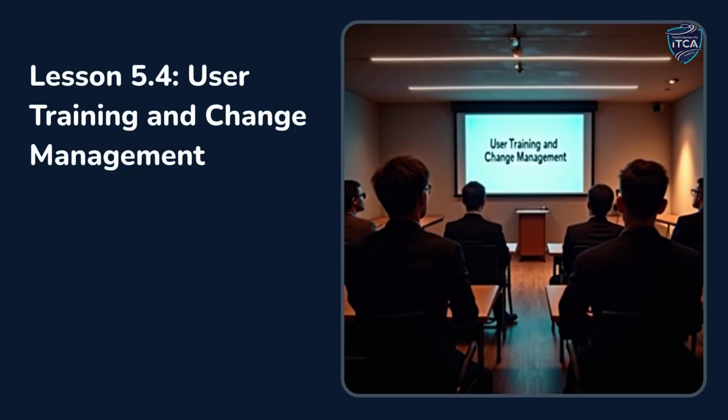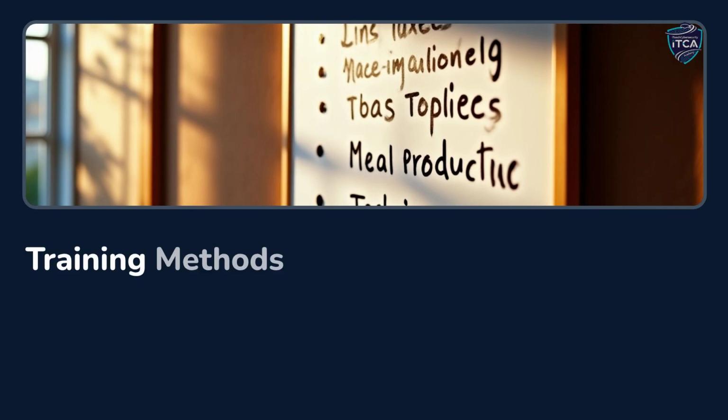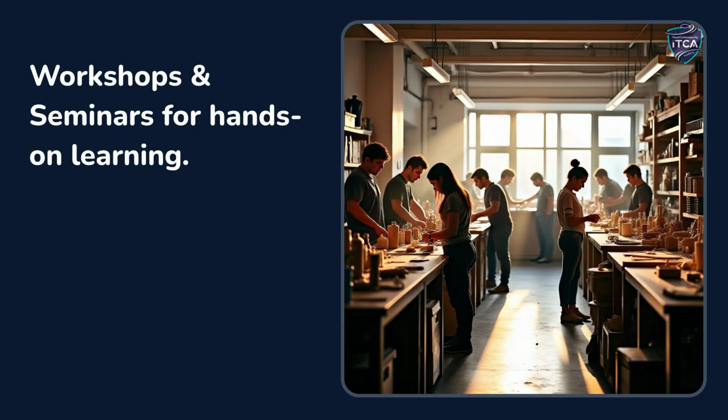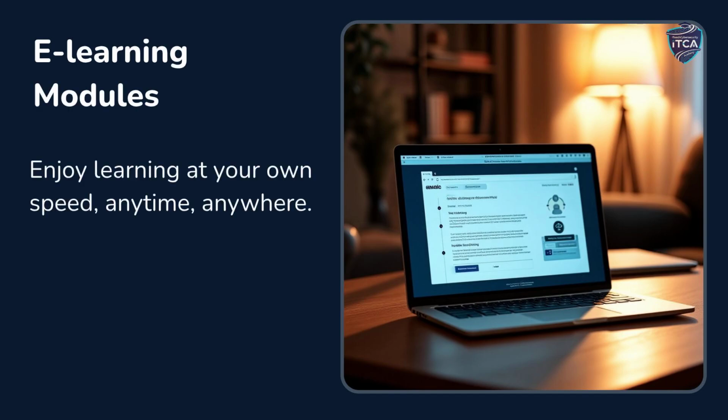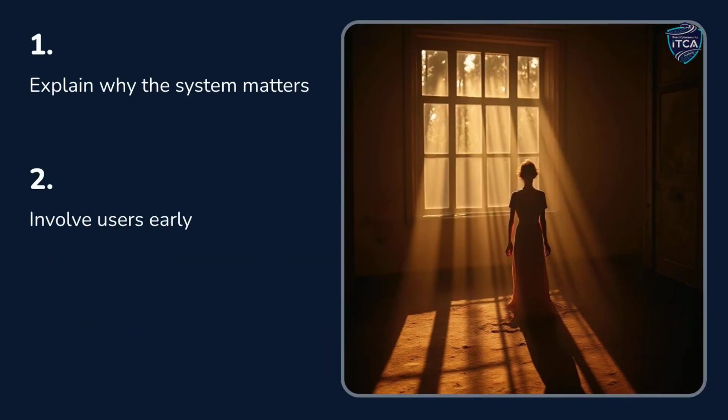Lesson 5.4, User Training and Change Management. This part is critical. You can build the most powerful IMS, but if people don't know how to use it, it's useless. Training methods include workshops and seminars for hands-on learning, learning modules for flexible, self-paced learning, user manuals and FAQs for reference. And when introducing change, communication is key. Explain why the system matters, involve users early, and provide ongoing support.